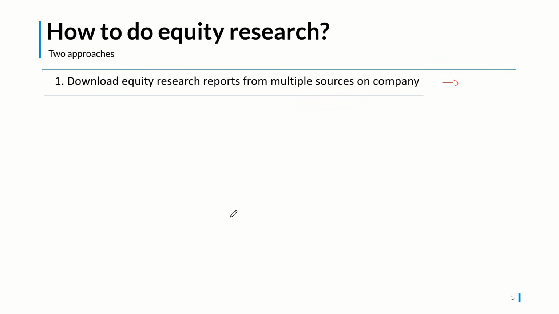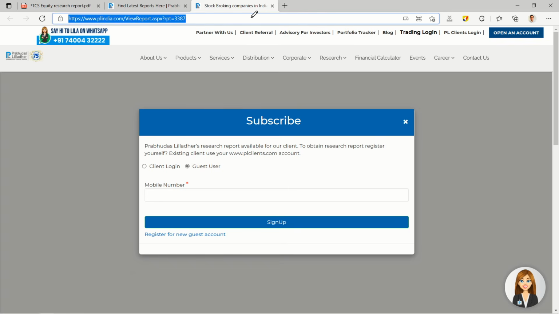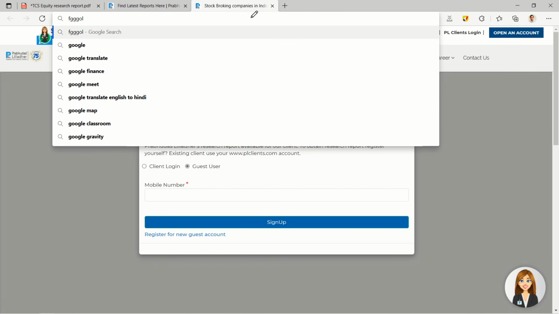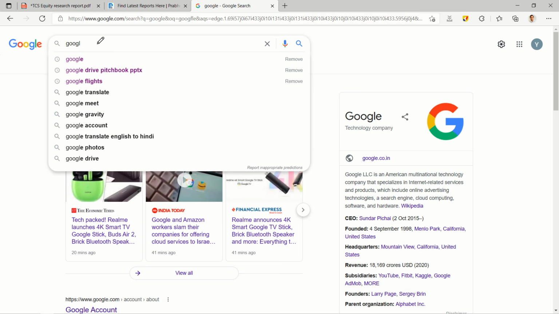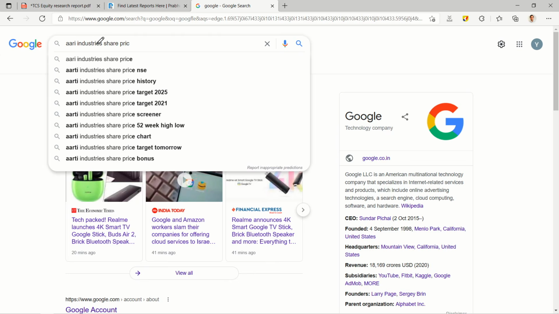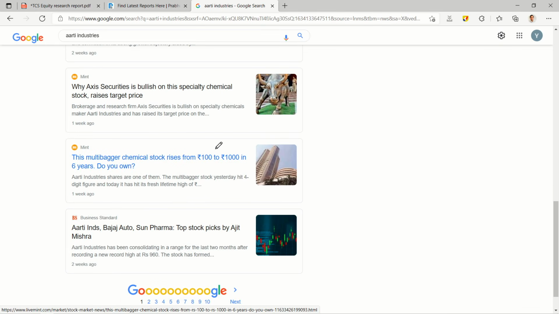After downloading these equity research reports, read about the latest news articles of the company. Just simply go to Google. I'll go to google.com, and here I'll be searching about Aarti Industries, because this is our subject company now. Simply click on news, and then whatever the news articles are, read the last 6 months, 1 year of news articles on this company.